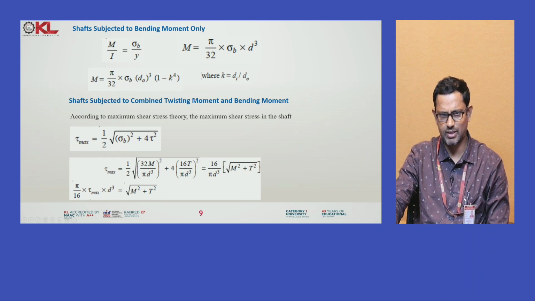Now by substituting all the values, how can we write the sigma b value? Sigma b is equal to 32M by pi d cube. Substitute that value in this equation. Similarly, tau also you substitute, and finally you will get the equation, tau max is equal to this one.